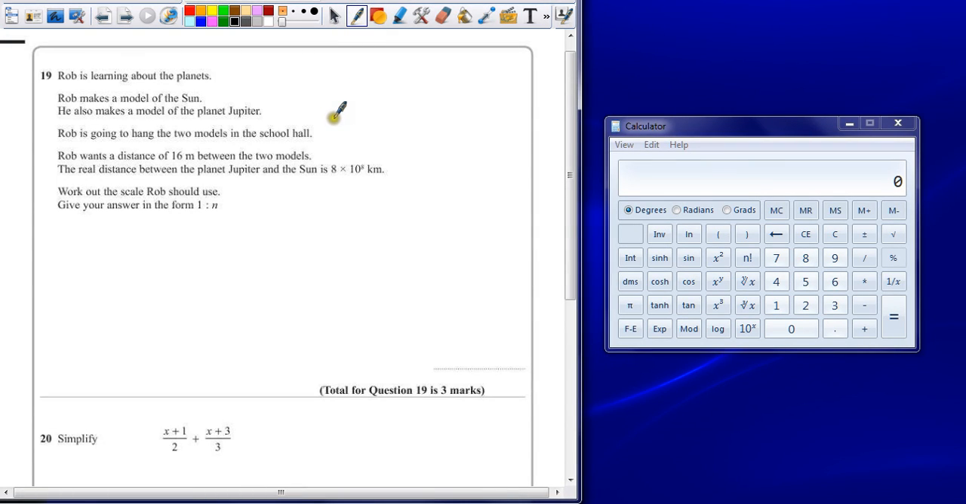Question 19. Rob is learning about the planets. Rob makes a model of the sun. He also makes a model of the planet Jupiter. Rob is going to hang the two models in the school hall. He wants a distance of 16 meters between the two models.